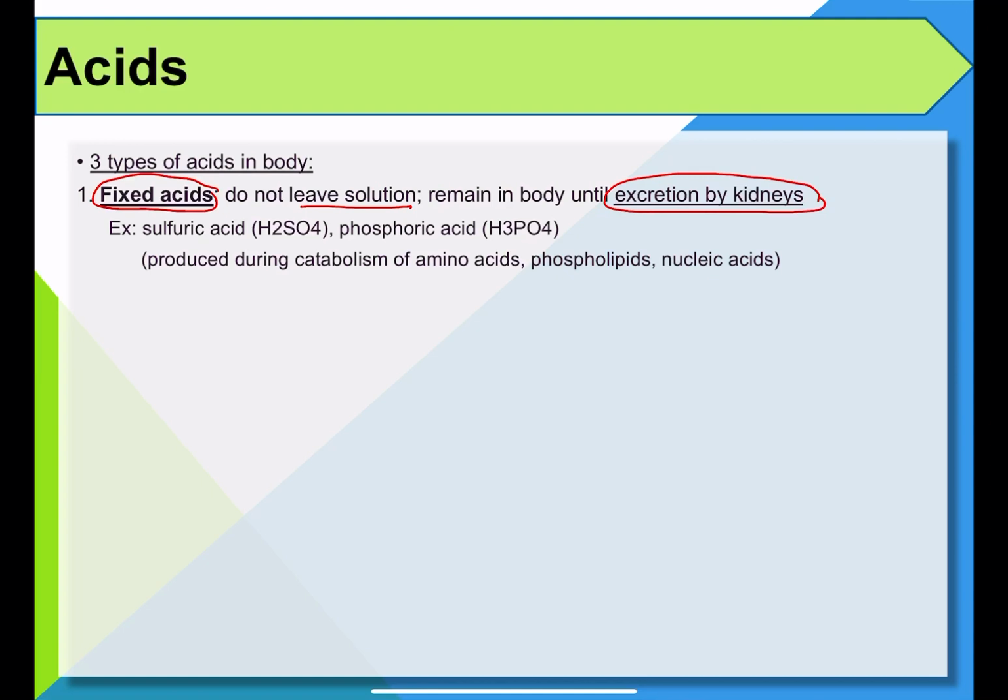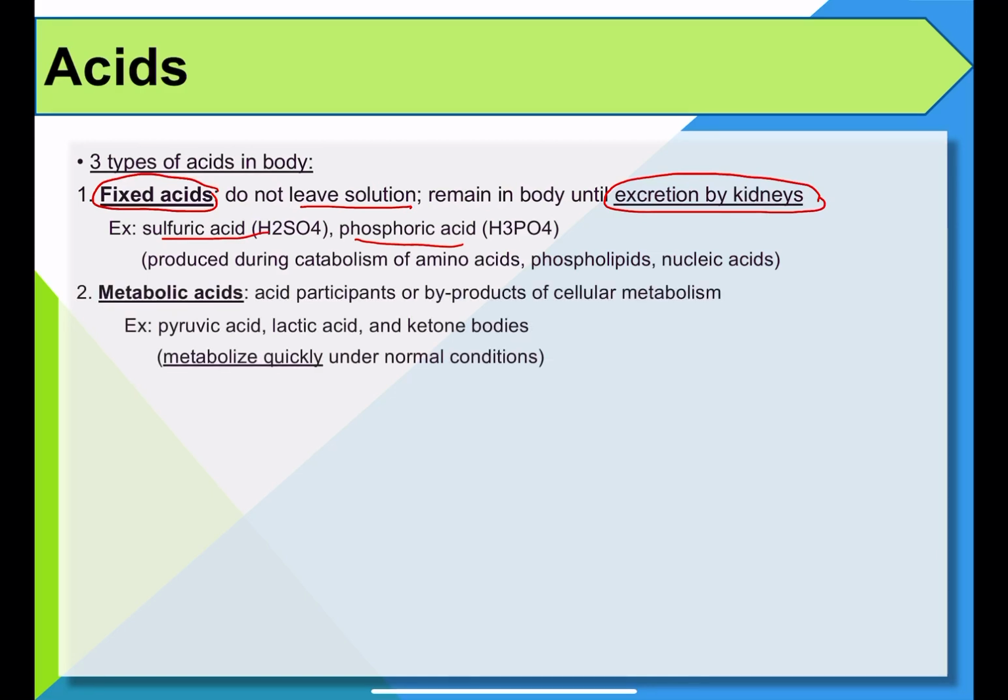Okay, so these fixed acids, some of the examples we have in the body are sulfuric acid and phosphoric acid. Both of these kinds of acids are formed during catabolism of amino acids, phospholipids, and nucleic acids. We didn't really talk about this back in the metabolism chapter, but you don't have to know the mechanism as to how these acids are formed. As long as you know what fixed acids are and where they come from, that's good enough, okay? And as listed in this slide.